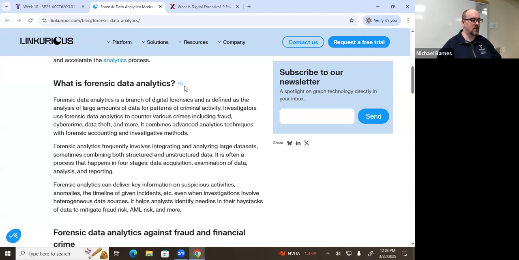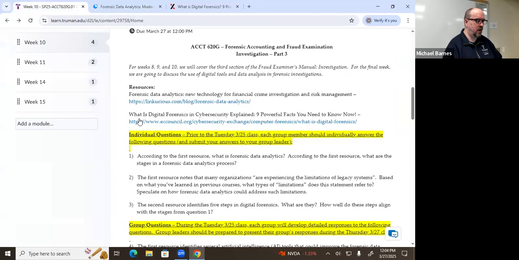There are a lot of ways we can use that to be helpful. And as Holden identified, we're going to be talking about 4 stages: data acquisition, examination, data analysis, and reporting, which personally I think is a bit of a simplification, but we'll get into that a little more in just a second. All right, moving on to question 2.